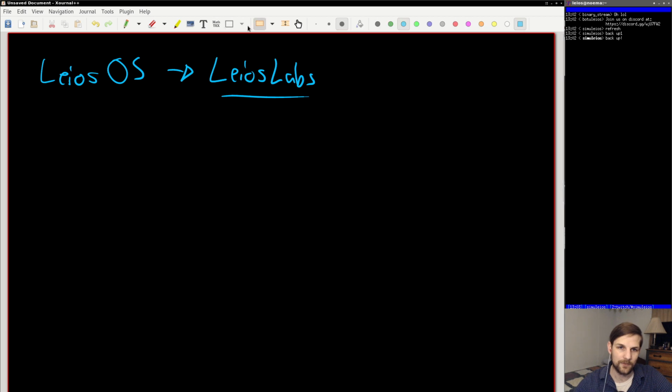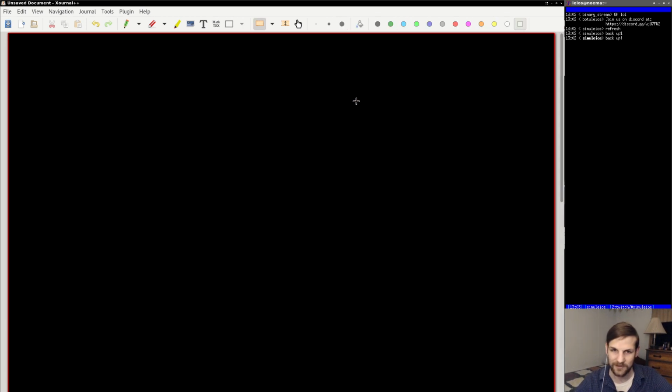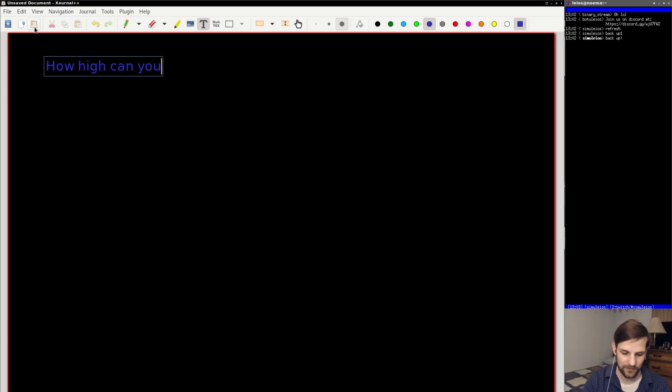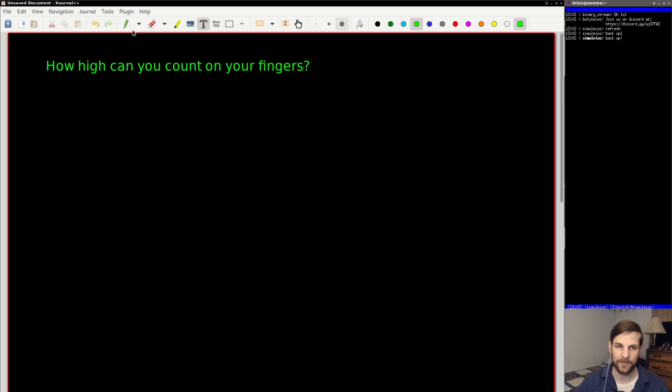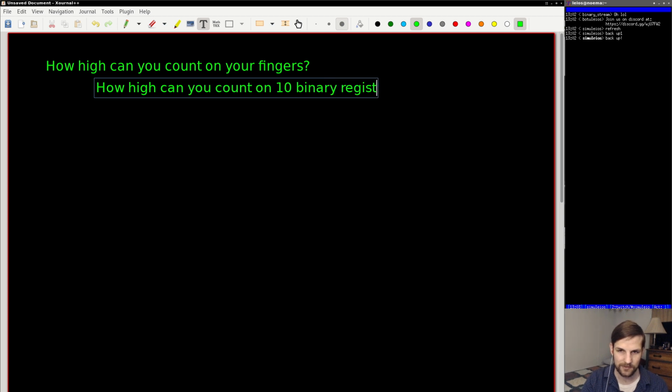But yeah, I think we can go ahead and hop into the actual topic for today, which is counting. We left off after the technical difficulties with the question of how high can you count on your fingers? Question mark. Let me Control A and turn this green. Okay. And in particular, we specified the question to be, how high can you count on 10 binary registers?